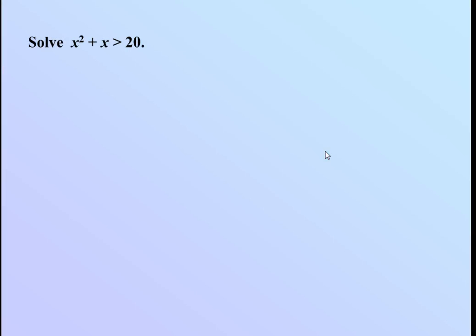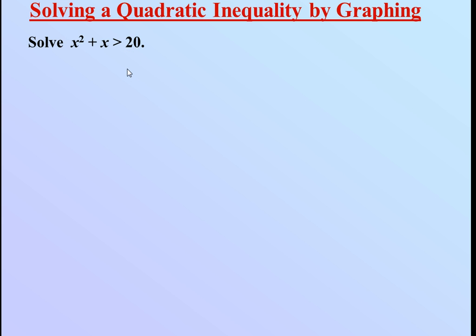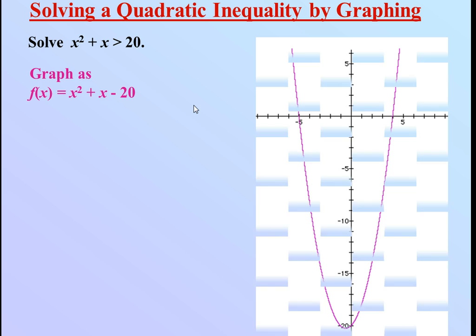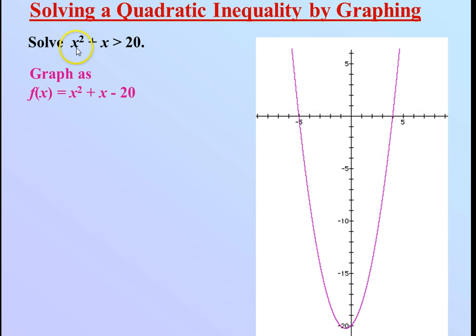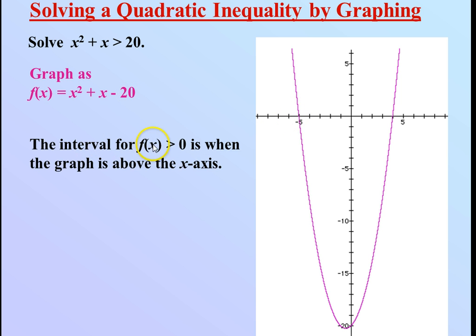Let's say this inequality is now x squared plus x is greater than 20. Do the same things. Let's set this inequality equal to 0 and then graph the resulting function, x squared plus x minus 20. So again, we've got that exact same graph, but now we want the inequality that is greater than 0. So we're looking for the interval where f of x is greater than 0. So that's all the x values that are above the x-axis. All right. So that section of the graph.